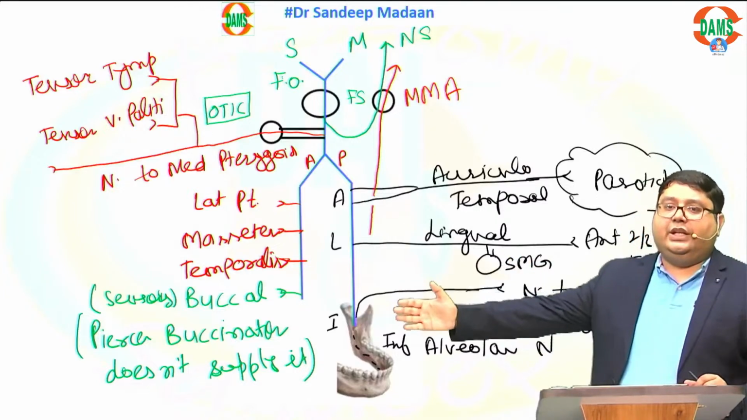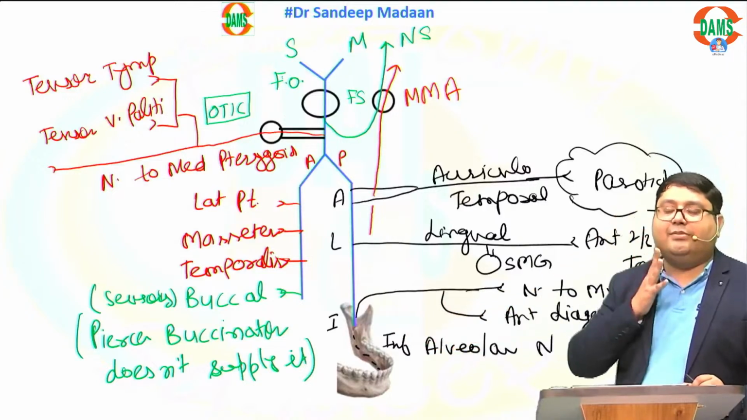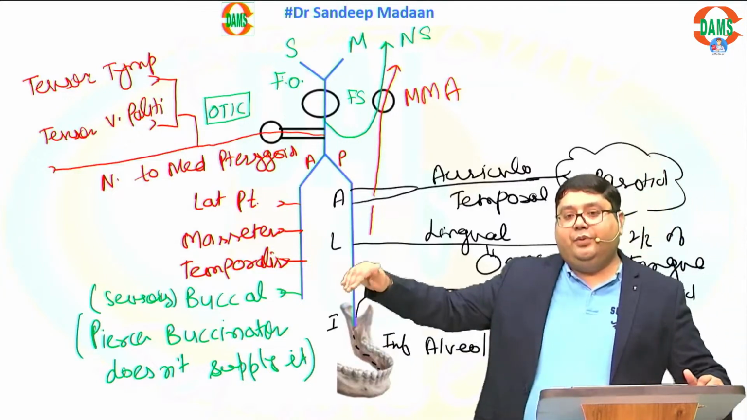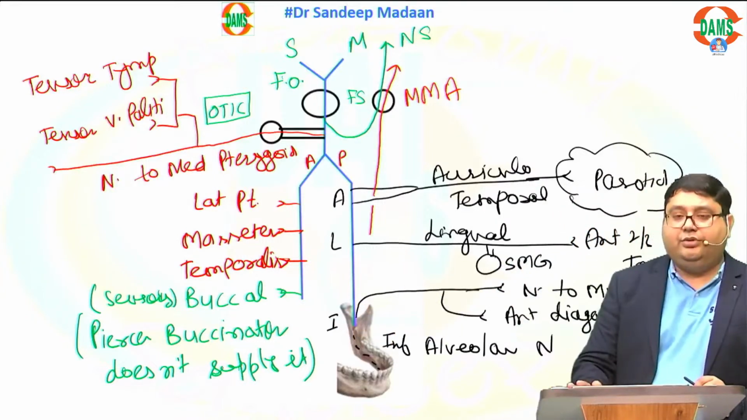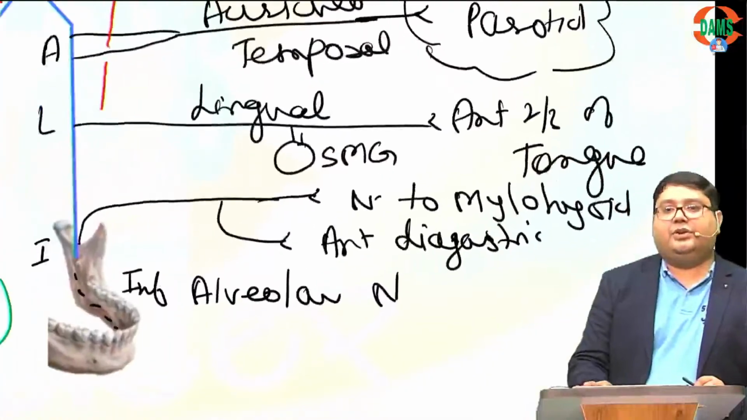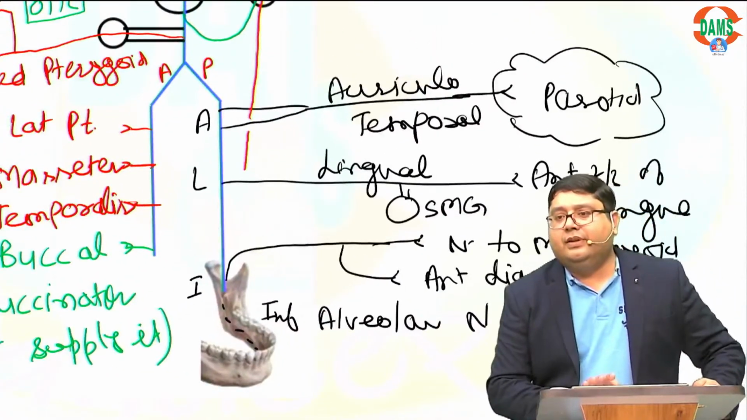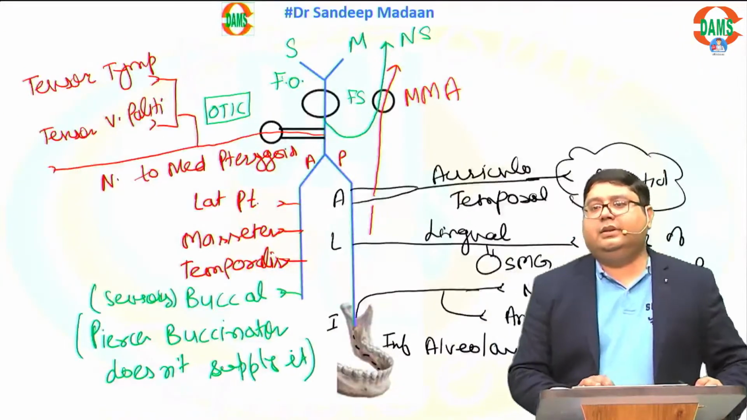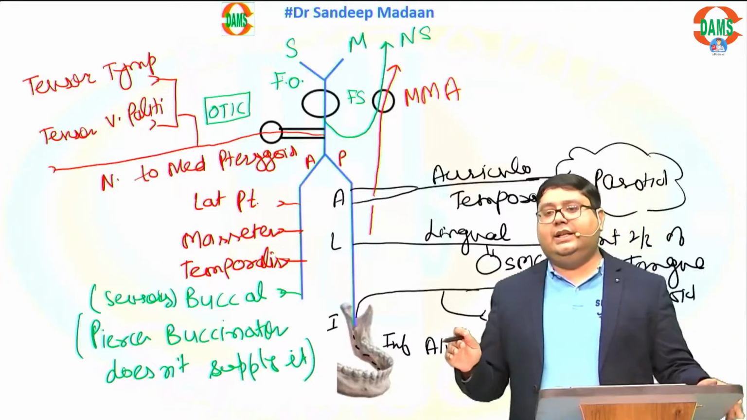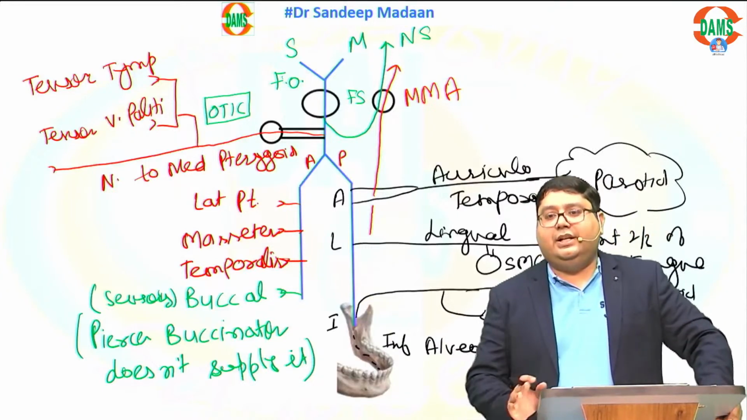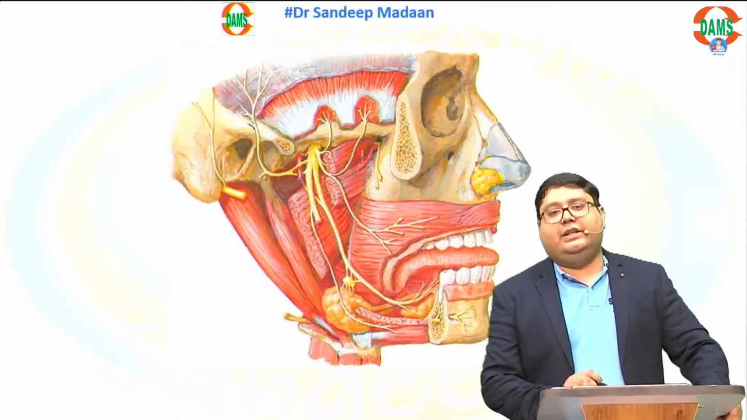Then I is for the inferior alveolar nerve. Inferior alveolar nerve will be traveling within the mandible, supplying the teeth from below. And before going inside the mandible, it will give one branch named nerve to mylohyoid, which will also supply the anterior belly of digastric. Is that all okay? So far so good. Now all set. Let us go to the diagram and we can identify all the branches then. Let us identify these branches together.